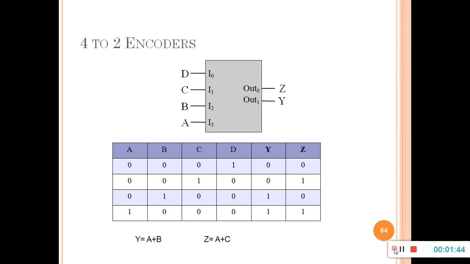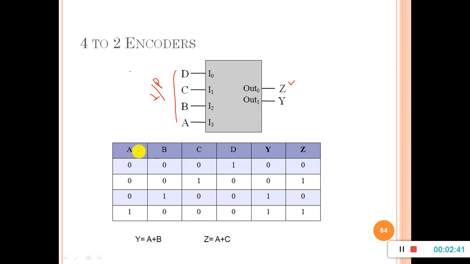Now you can understand better with this example. This is a 4:2 encoder. There are four inputs. You can see, this is just like the mux, but a mux has only one output, while an encoder can have more than one output. So this is the basic difference. The function or application of the mux may be different. Then these are the outputs Y and Z.